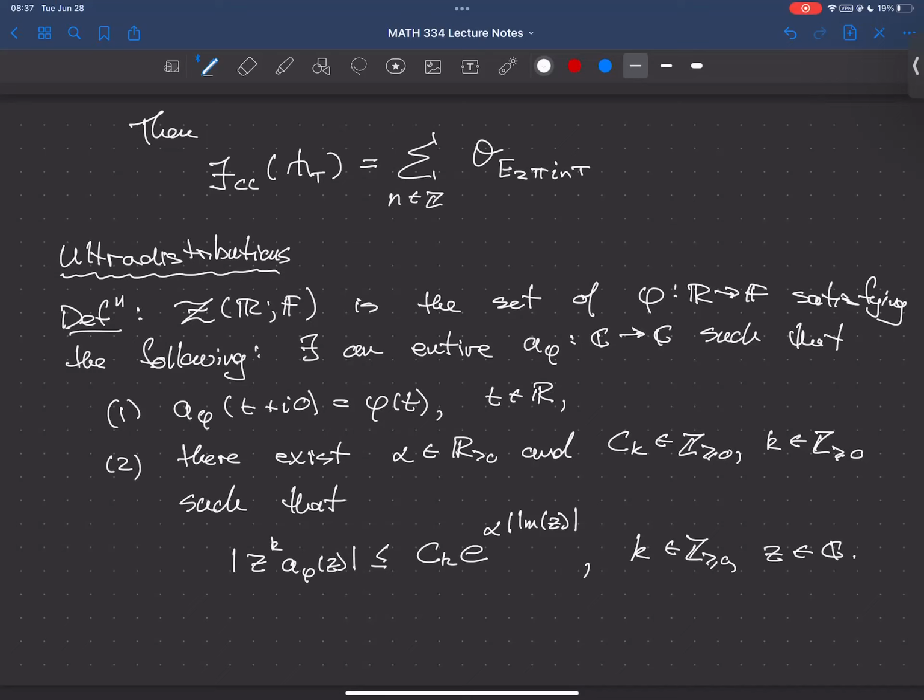Notice that these are certainly infinitely differentiable, because they agree on the real axis with an analytic function.